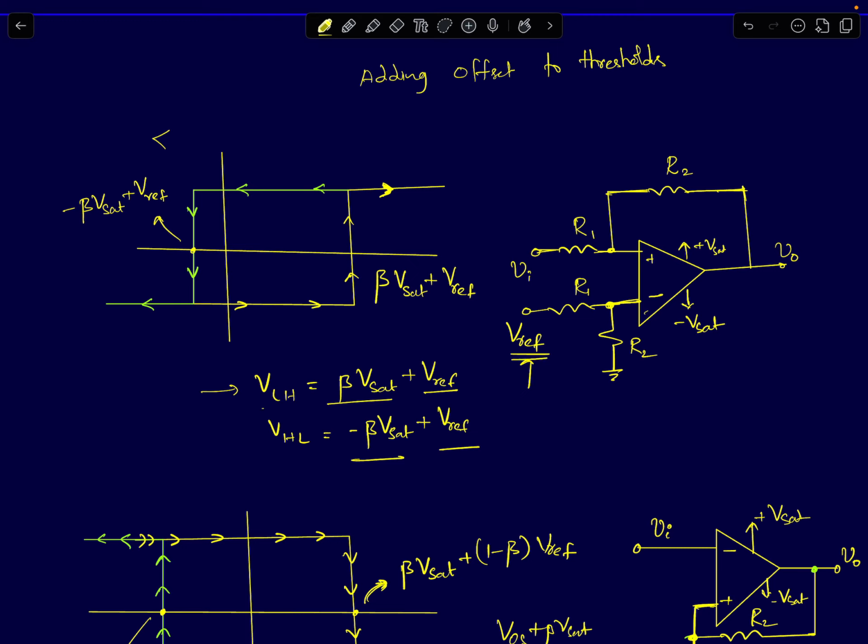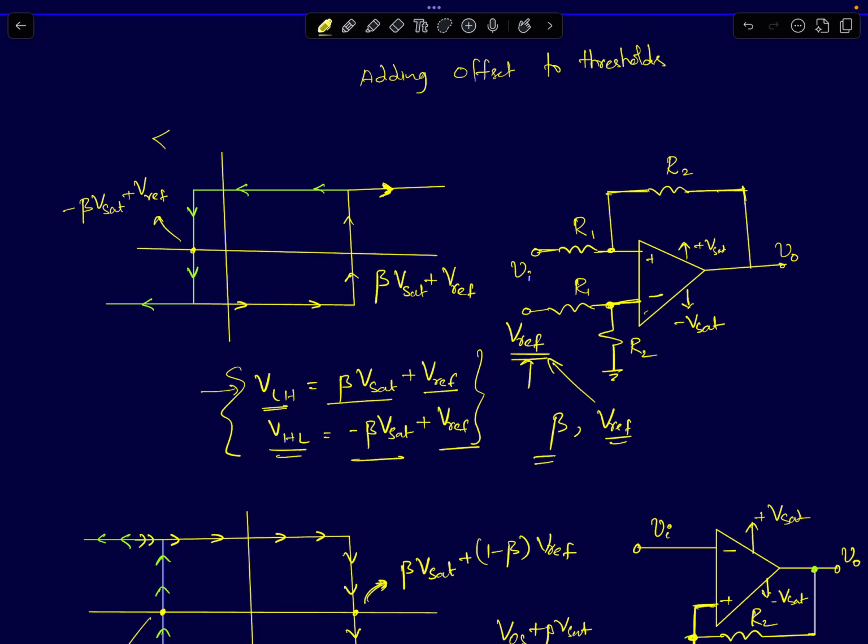So now again there are two unknowns. Low to high and high to low threshold voltages are independent. So there are two unknowns and you have two equations to solve. These are two linear equations to solve. You will get unique values of beta and Vref. Vref is a voltage, so there is a unique value for that. In case of beta, the ratio of the resistors gets fixed.